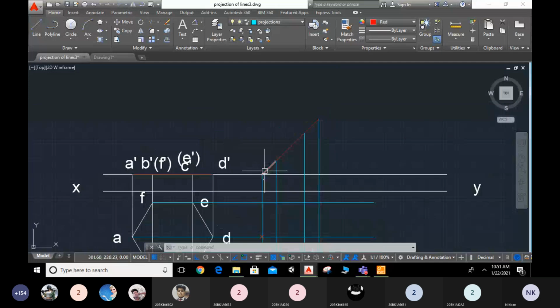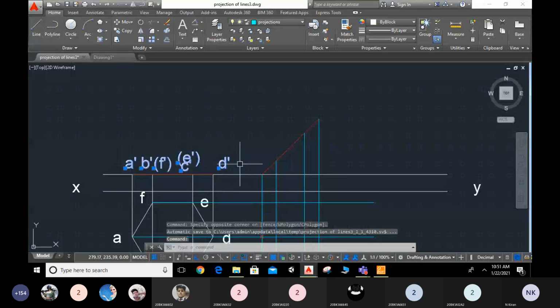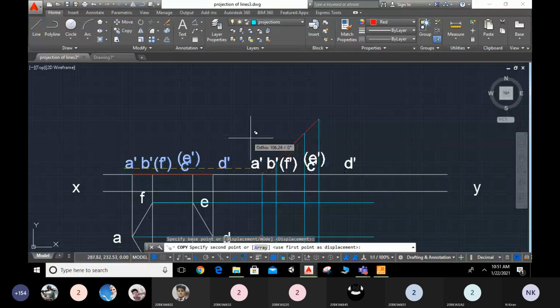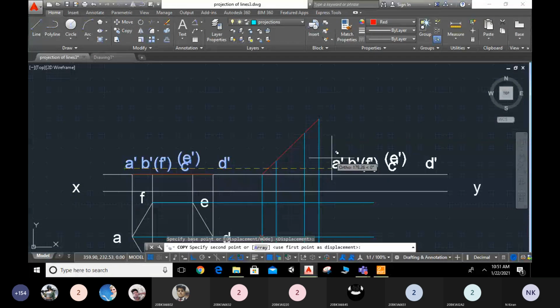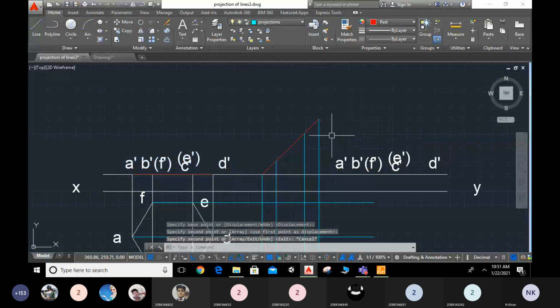Otherwise, what I will do, I will select all the commands. Let me select. Okay, and I will select all of this and copy. I will select the copy command, and with this base point, I will place it somewhere here. I will copy these commands all the same as they are, and then I will rotate this one again. See, these letters also you can rotate.